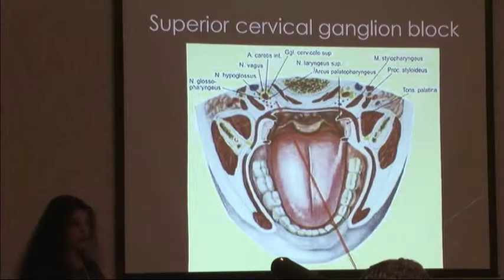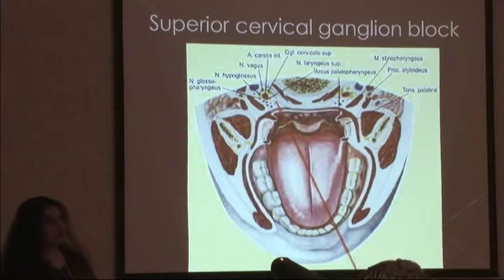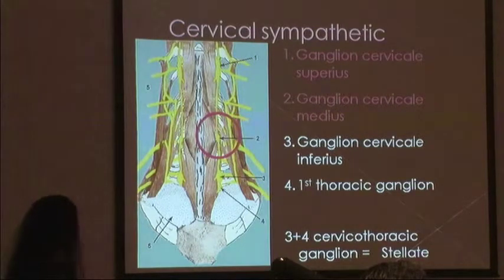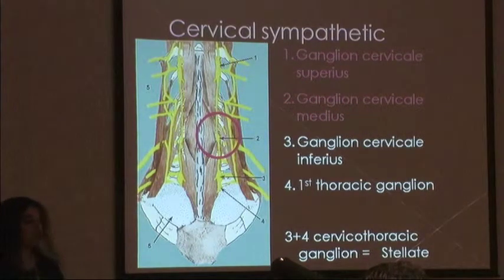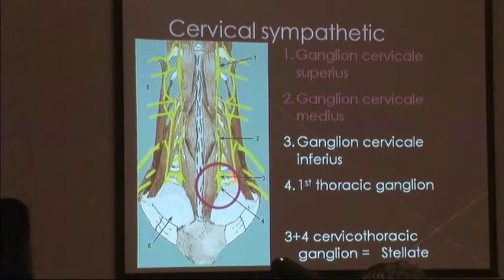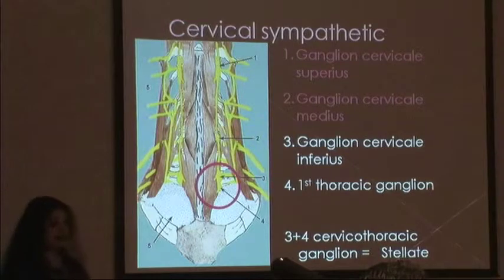This is what we don't want. So you need to do aspiration tests, which do not prevent you from injecting substances into the artery, but it gives you some kind of aid. Now, the medial ganglion we usually do not block because it's very difficult to reach, so that's why I'm moving on to the inferior ganglion, the stellate ganglion.